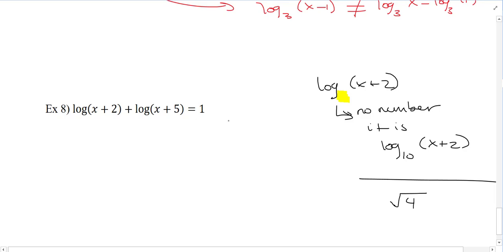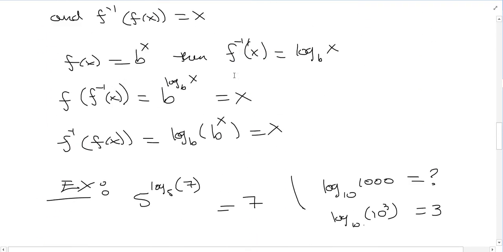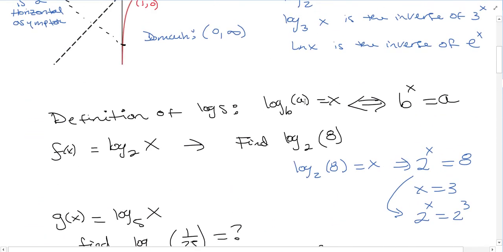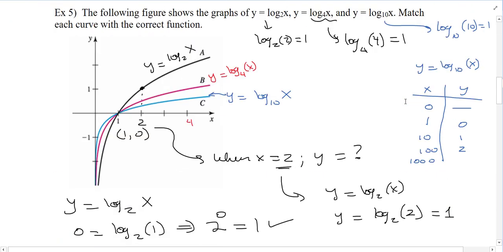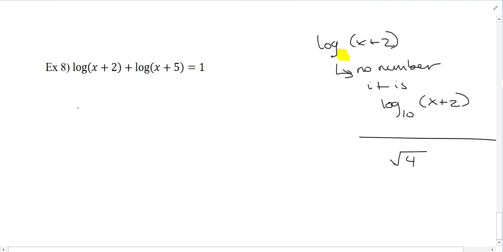So how do I solve it? Well, in order to use our definition of the logarithm, which was where? Where did we put it? Right here. Log base b of a equals x. To change it to an exponential, I have to have a single logarithm in order to be able to use this definition. So the first thing with an equation like this is write as a single logarithm. So that will be our first step.